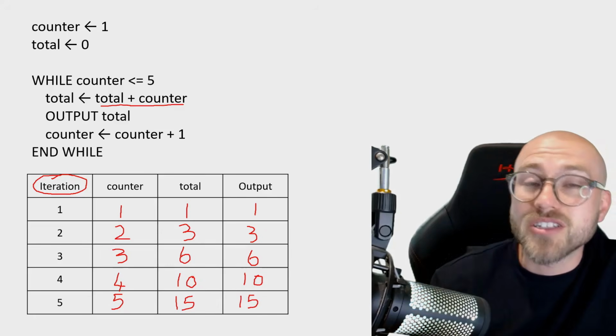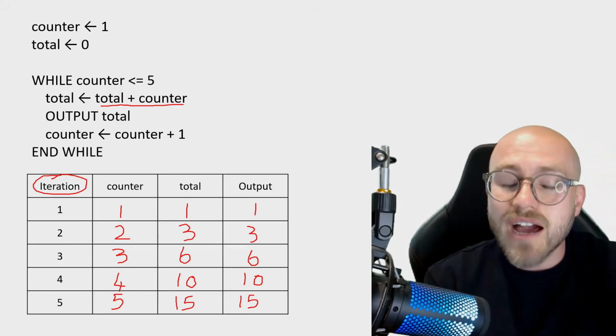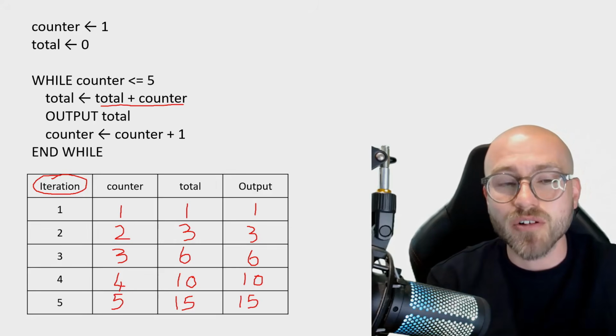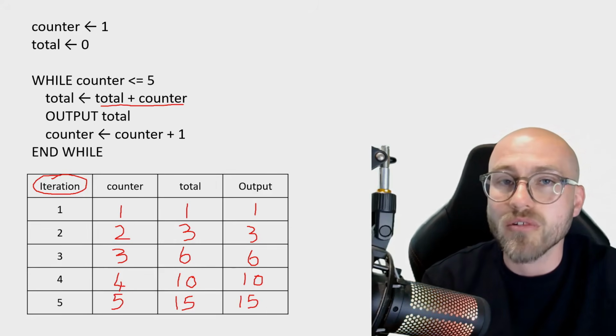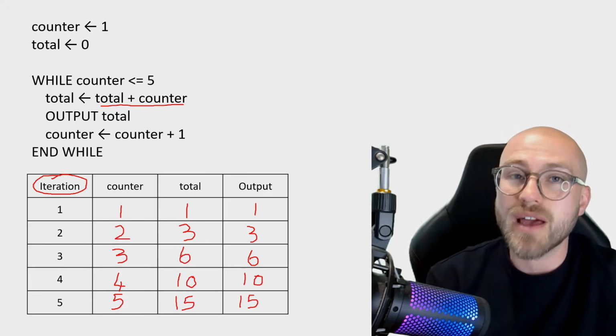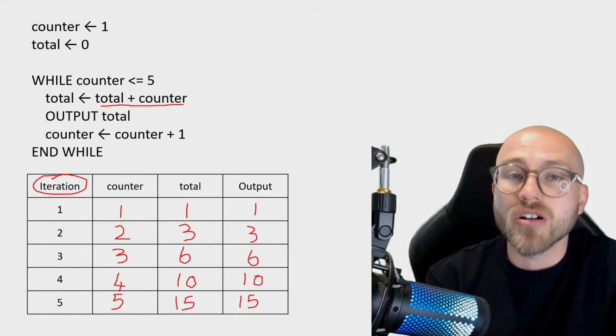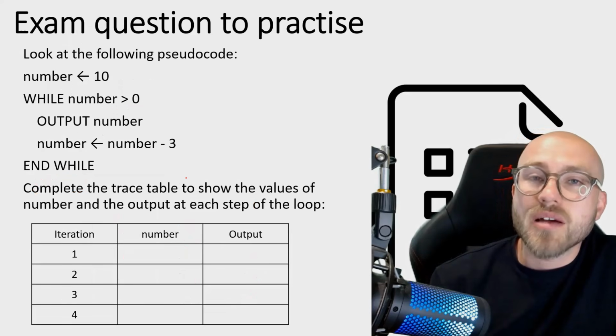So this is what a completed trace table looks like. It would allow the user to see exactly what is happening with all of the variables and outputs throughout the whole program. If this wasn't what the user was expecting, at least they now know what's going wrong and how they can fix it. So we've got an exam question to practice.